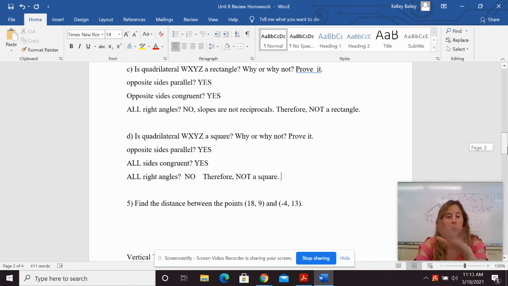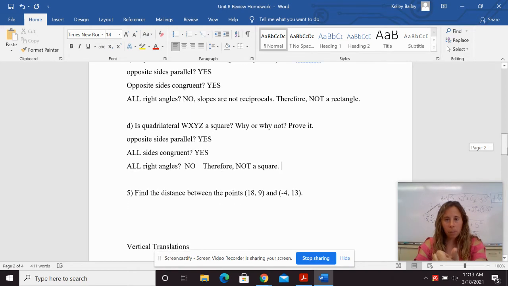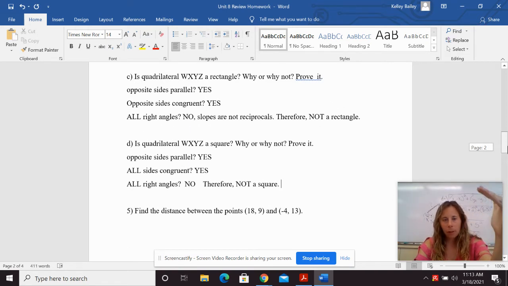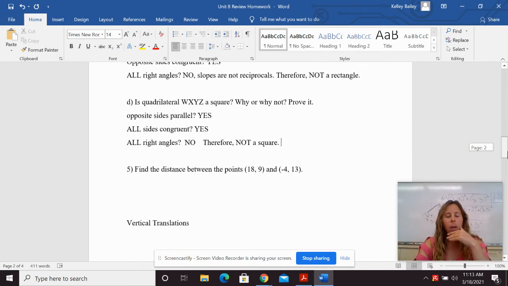Okay, and we're done. Whew. So once you figure out all the slopes and all the side lengths, you can prove all of these things using that information. Woo!